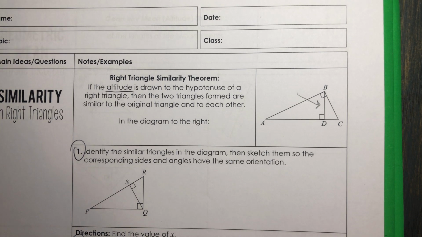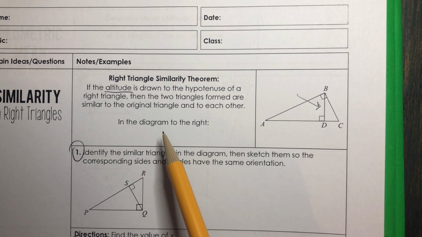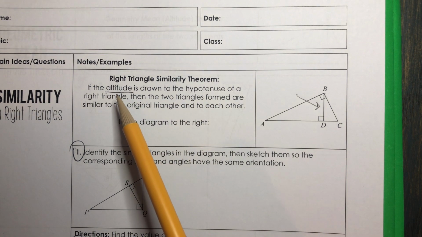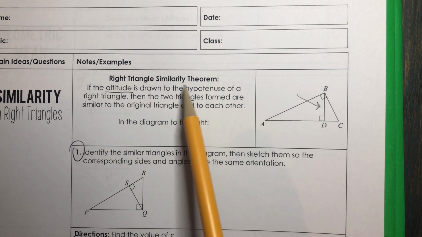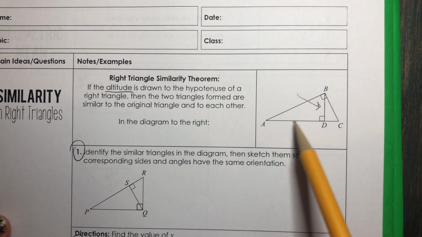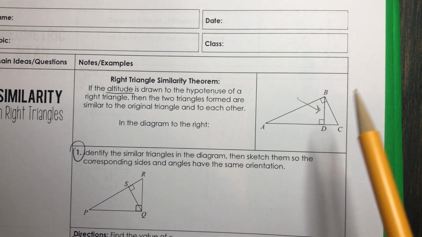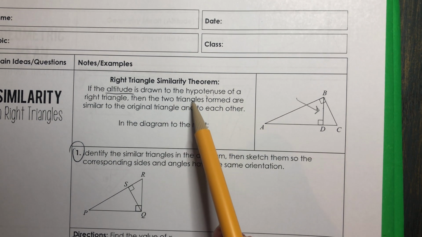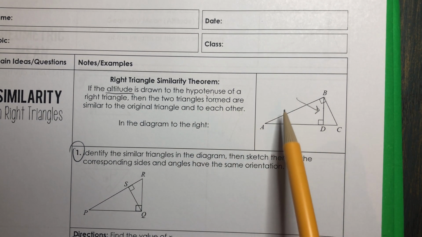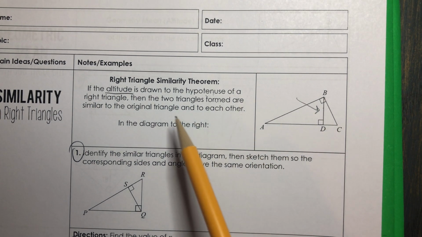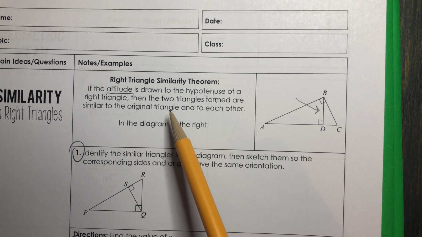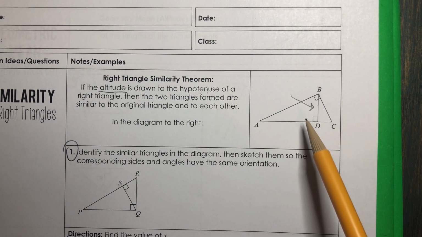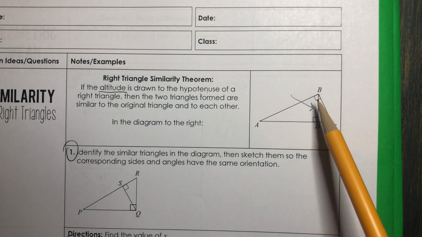So in the diagram to the right, actually before I write that similarity statement, let me just talk about what this theorem says. It says if the altitude is drawn to the hypotenuse, all right, remember a hypotenuse is across from the original right angle. So if it's drawn to the hypotenuse of a right triangle, then the two triangles formed, because we formed this triangle here and this triangle here, are similar to the original and to each other. Okay, so here's our original, it's the big one. These two triangles within it were created from this altitude.